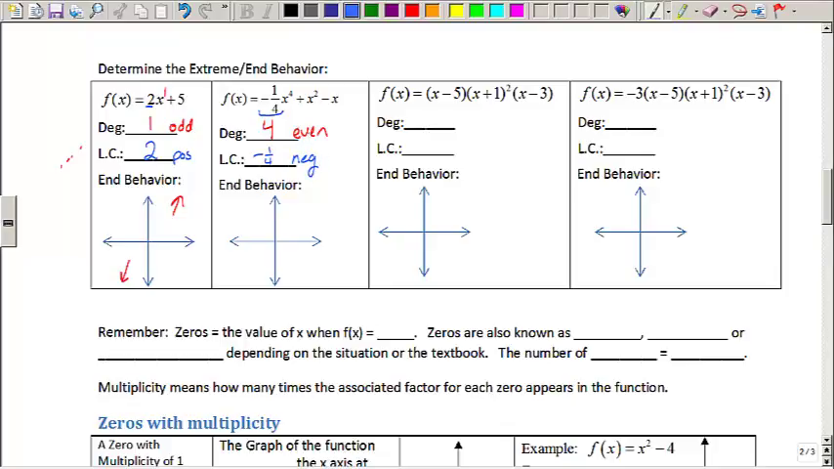Even means they're either both going to be pointing up or both going to be pointing down. But because it's a negative leading coefficient, I'm down to the left and down to the right. Again, I don't know what's going on here in the middle. You don't have to write anything in the middle. Just put little arrows on the chart and that's going to be good enough.